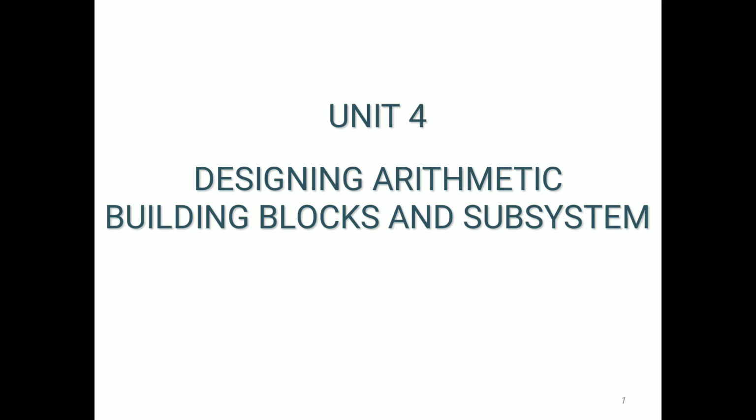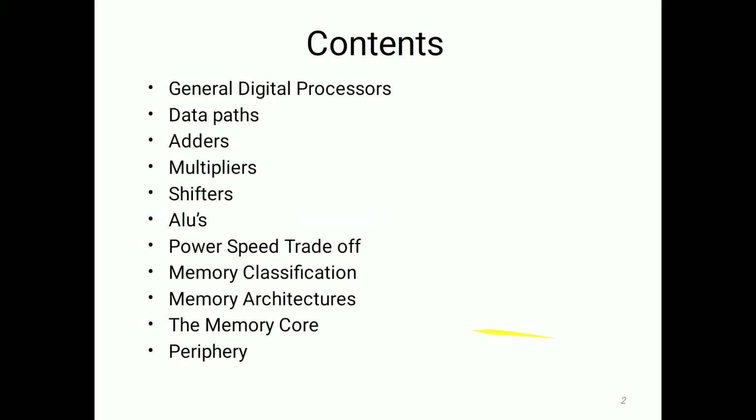Then in Unit 4 we are going to discuss basic data bus circuits and memory systems. So these are the contents we are going to discuss. First one is general purpose processors, then data paths, adders, multipliers, shifters, ALUs, power and speed trade-off, memory classifications, memory architectures, memory core and memory periphery.